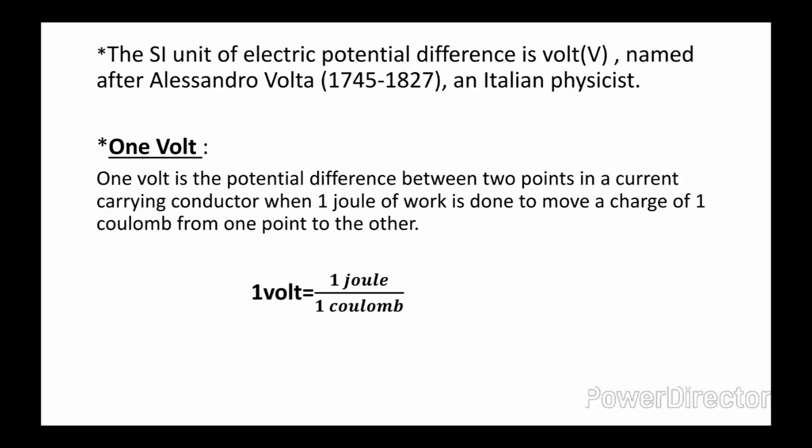And what do you mean by 1 volt, or how do you define 1 volt? It is nothing but 1 joule of work done to move a charge of 1 coulomb from one point to another in an electric circuit. So mathematically you represent it as 1 volt equals 1 joule by 1 coulomb. So the amount of work done to move 1 coulomb of charge from one point to another is nothing but 1 volt. In examination they may ask you to define 1 volt. So you have to write this definition.